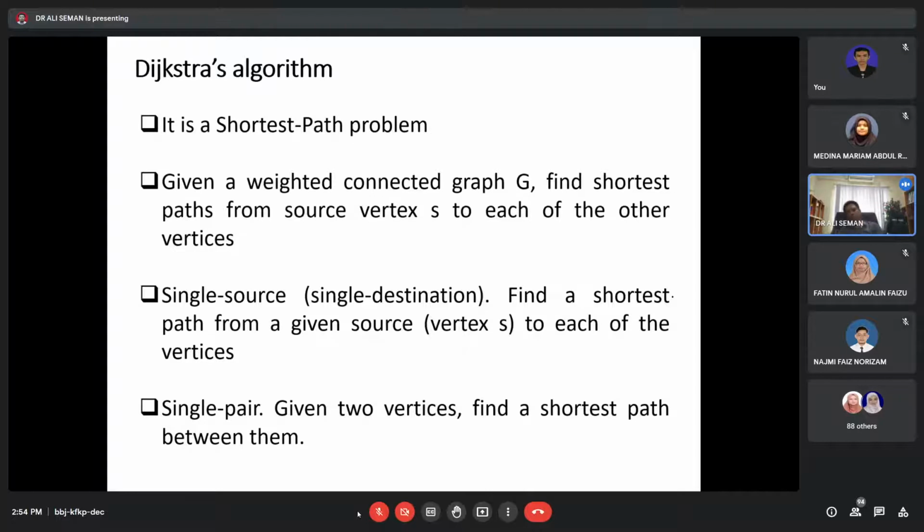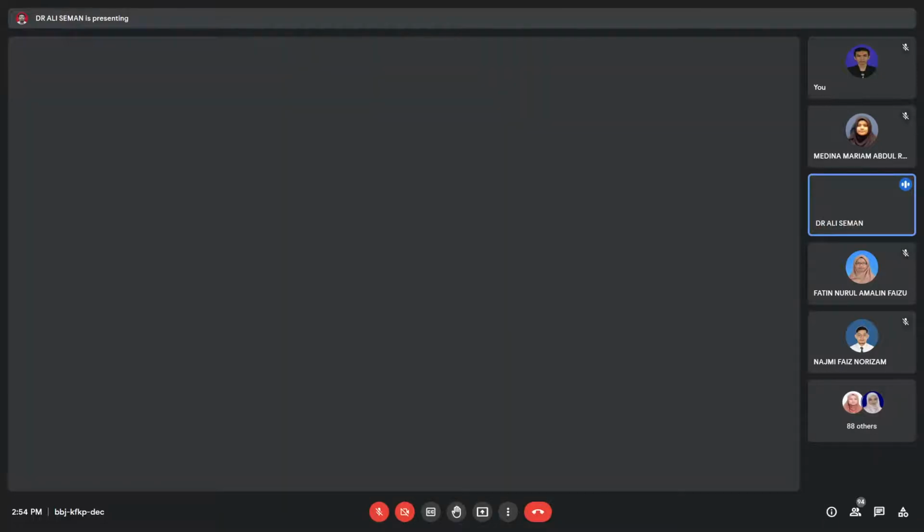Next is the Dijkstra algorithm. I think you know already what the Dijkstra algorithm is. It is a shortest path problem. Given a weighted connected graph G, find shortest paths from source vertex S to each of the other vertices. So we have the term single source: find a shortest path from a given source S to each of the vertices, meaning we have a starting point and go to whatever point. And single pair: given two vertices, find a shortest path between them. So this is called the shortest path, but the algorithm is actually one of them called Dijkstra.